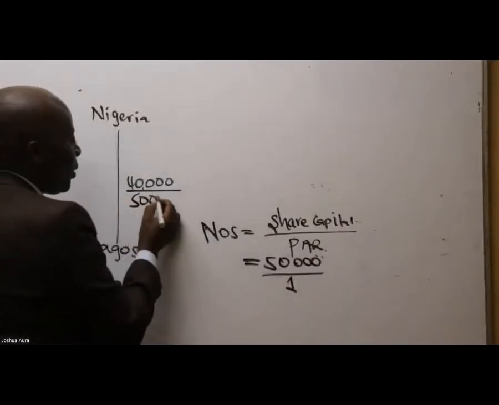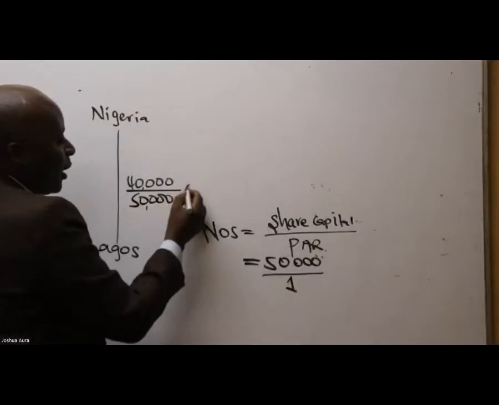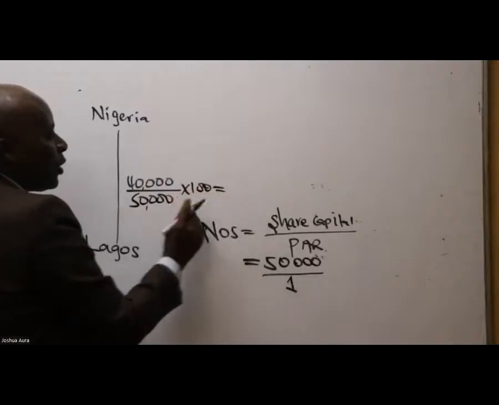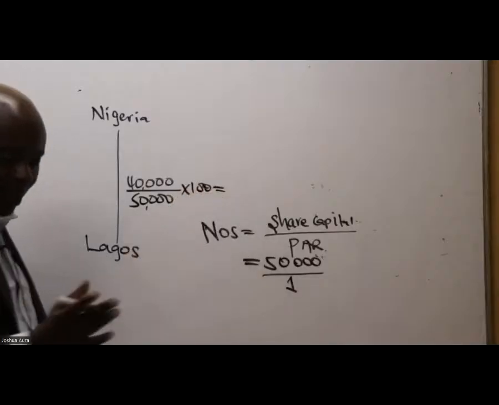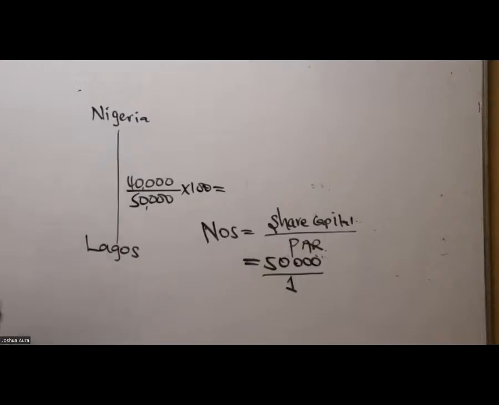Then this means 40,000 divided by 50,000 times 100. What shareholding is this in terms of percentage? Please give me the figure. What are we getting here? 80%. Nimrod is telling me 80%.